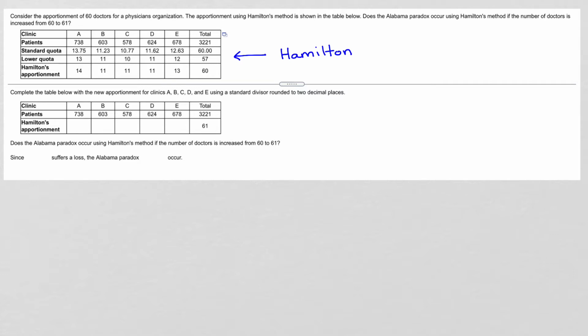So first thing I'm going to do is figure out what the standard divisor is. And to do that, I'm going to take the total number of patients, which is 3,221, and I divide that by 61, which is the number of doctors. And so this gives me approximately 52.8. So that's what I'm going to use for my standard divisor. They didn't say how to round the standard divisor, so I looked at what I got, and I got 52.80 something. So I just went ahead and rounded to 52.8.